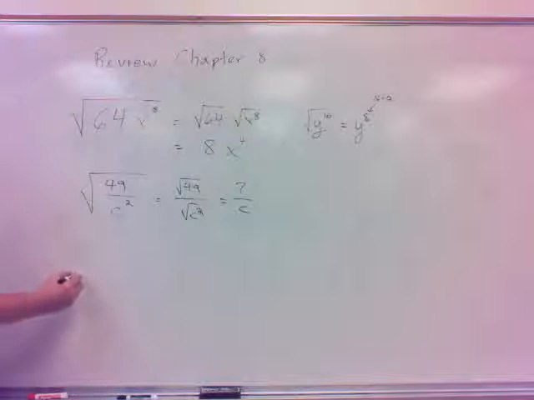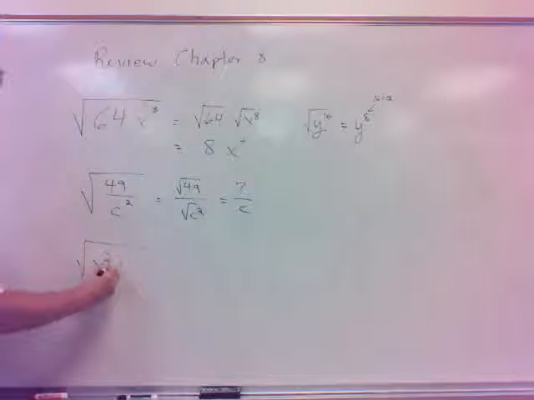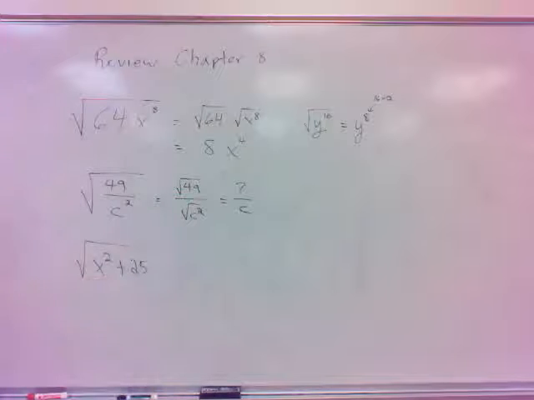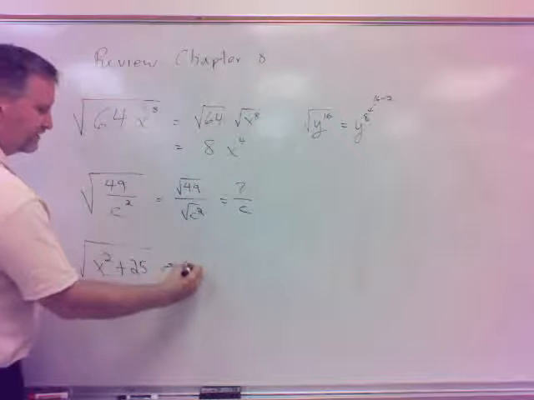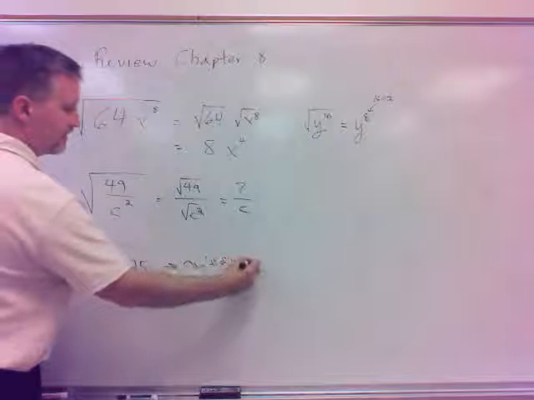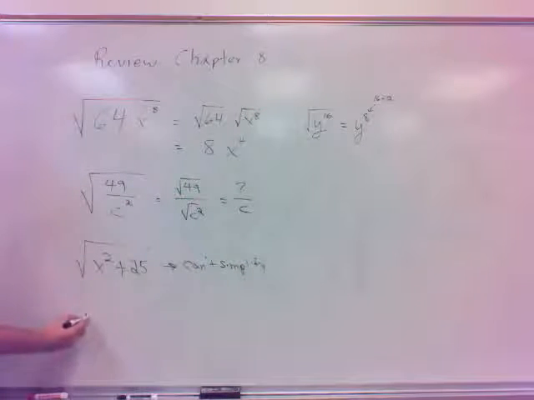But what about this? The square root of x squared plus 25. That's one you can't split. Or one of the ones you can't split. Yeah, you can't simplify that. You can't split up a sum. What about this one?